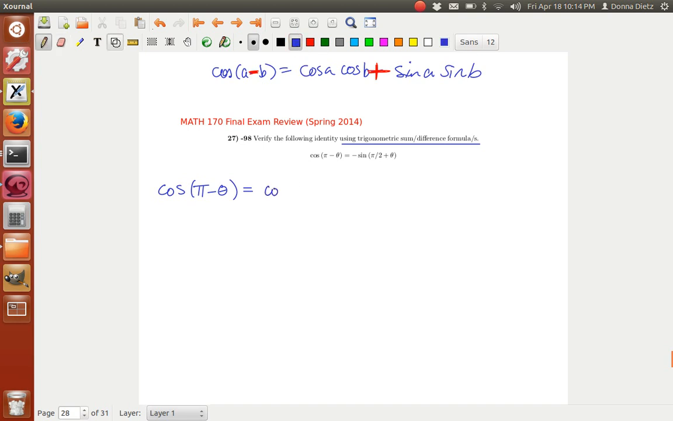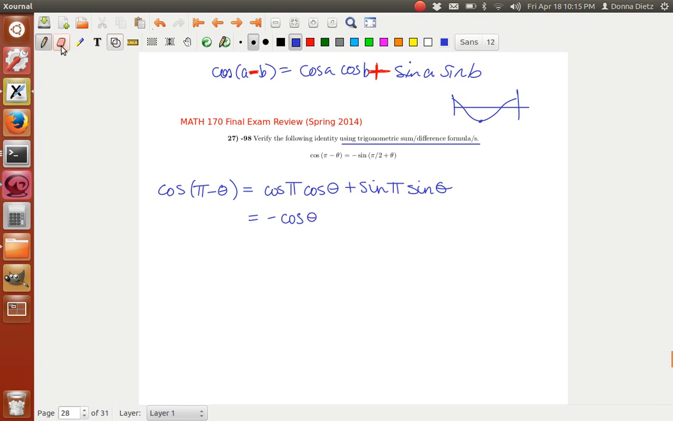Here we go. Cosine of pi, cosine of theta plus sine of pi, sine of theta. Well, what's cosine of pi? Cosine looks like that. Here's pi. That's a -1.